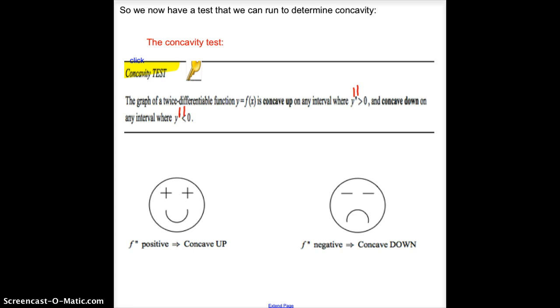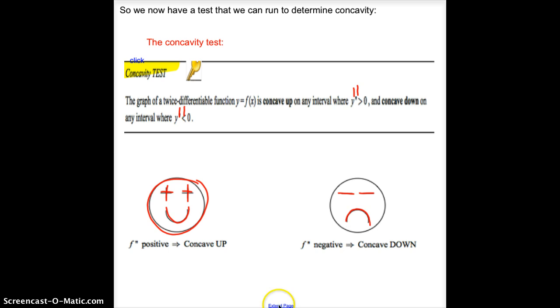And an easy way to remember that is just with these smiley faces. If the second derivative is, so we think of like two pluses, if you want to think of it that way, being positive, then we open up, or we're concave up. If the second derivative is negative, then it's concave down and makes the negative face like that.